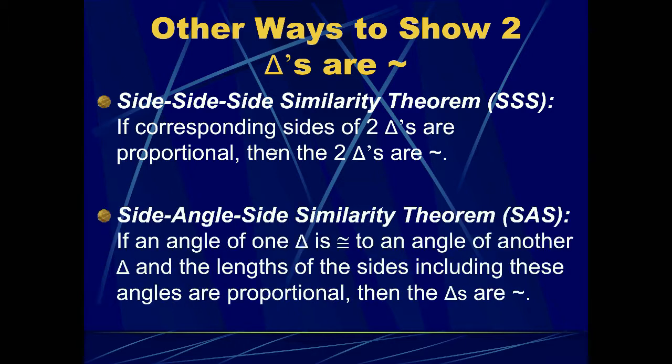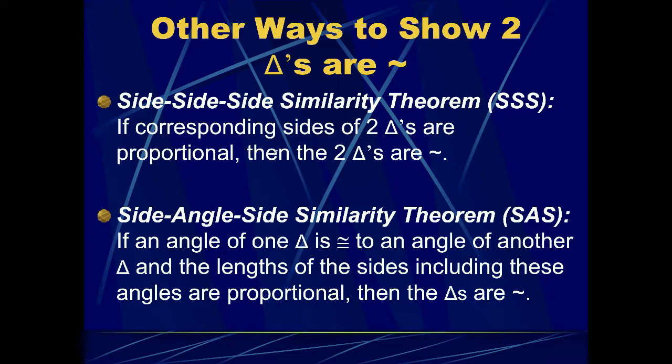And then the other one is side-angle-side. And here you need an angle of one triangle to be congruent to the angle of another triangle, and the lengths of the sides including these angles are proportional. So we'll need two ratios of sides along with an angle being congruent, the angle between the sides we're referring to.